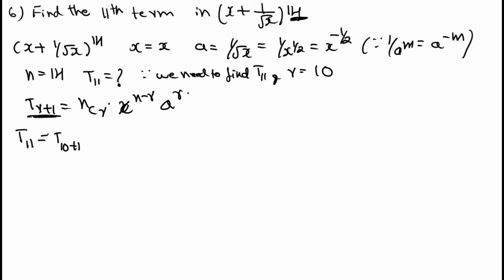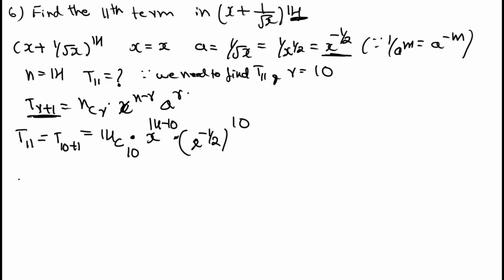Now we can see, right? R value equal to 10, NCR, N value is 14C, R value equal to 10 into x. X is x itself in this problem. N minus R, that is 14 minus 10 into A. A here you can see, right? x to the power minus 1 by 2 to the power R. R value is 10. Okay.